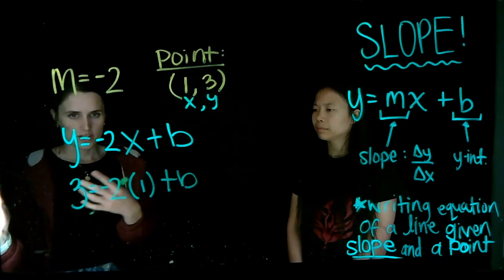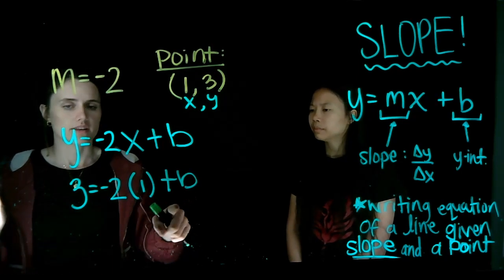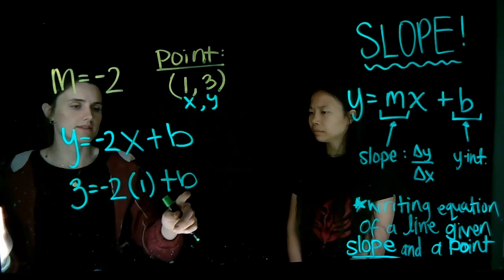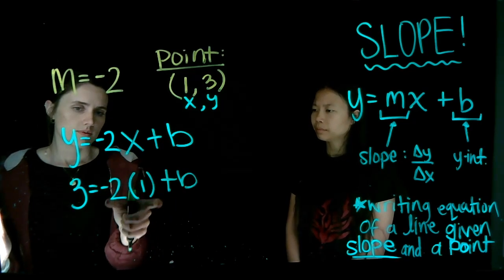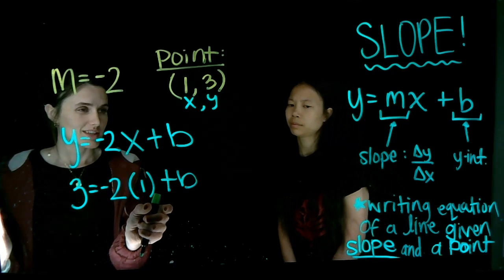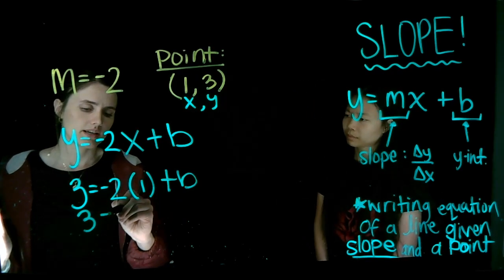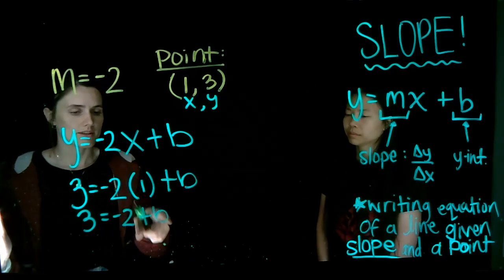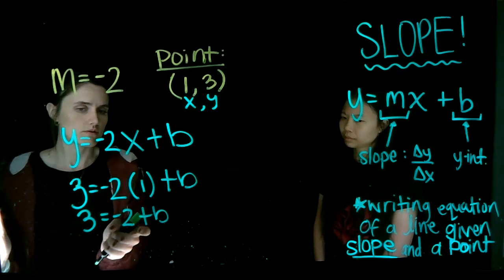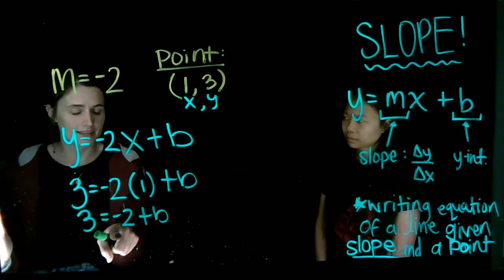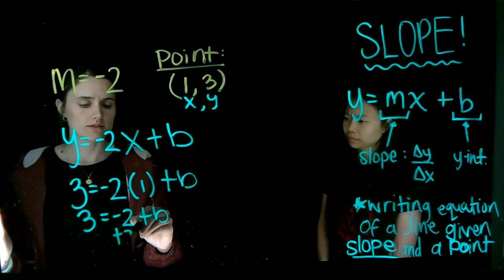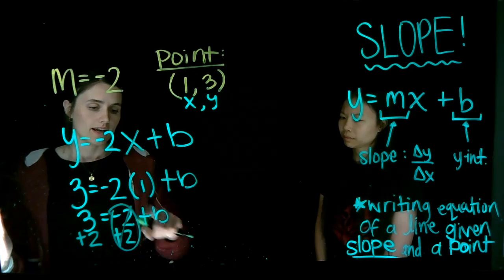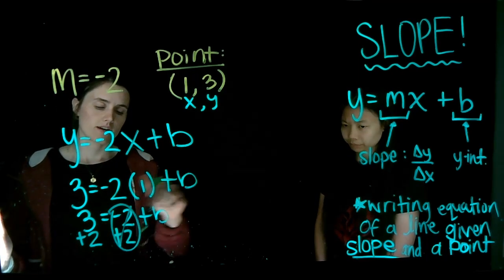And then we can use our equation solving skills to get b by itself, just like in the last videos we were trying to get x by itself, but this time we're trying to solve for b. So we'll multiply this piece out. -2 times 1 is just -2. So we have 3 equals -2 plus b, and we want this b to be by itself, so we'll try to move this 2 to the other side. Opposite of -2 is +2, so we'll add 2 to both sides, and this becomes 0. Cross that out, and now b is all by itself, and we're left over here with 5 equals b.